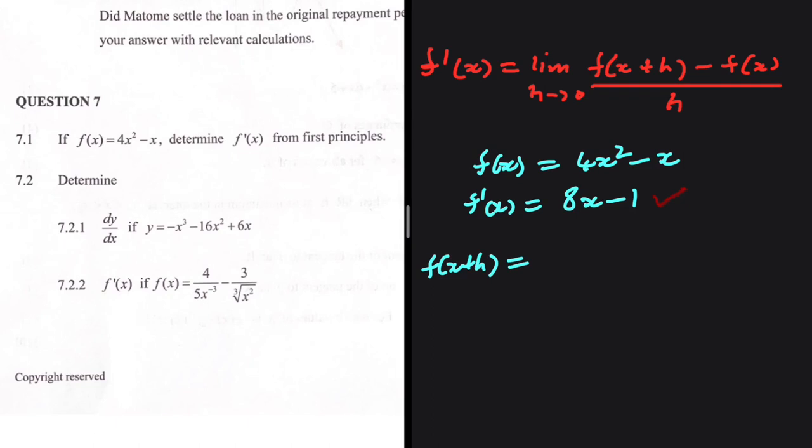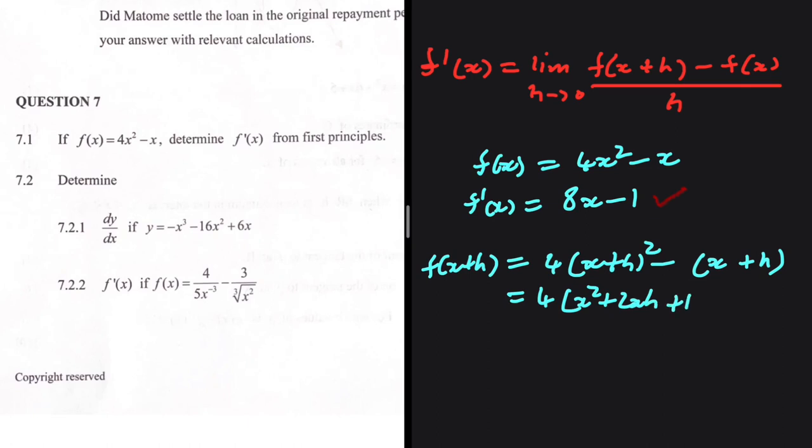We are replacing x with x plus h in our equation f of x. We're going to get 4 multiplied by (x plus h) squared minus (x plus h). If we solve this, we're going to get 4 multiplied by (x plus h) squared, that is x squared plus 2xh plus h squared, minus x minus h. This will be equal to 4x squared plus 8xh plus 4h squared minus x minus h.